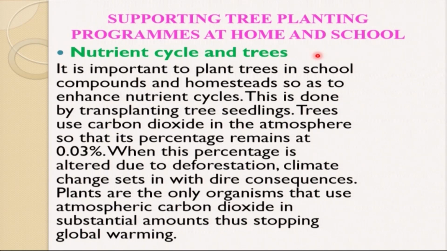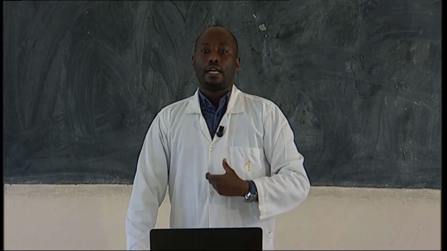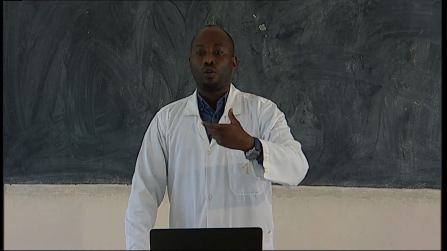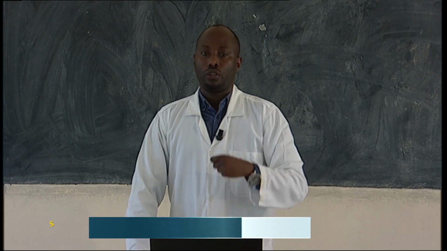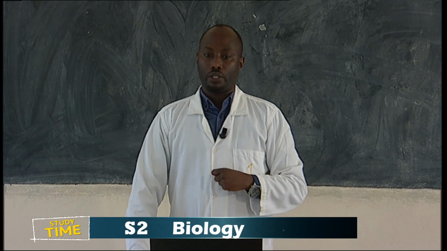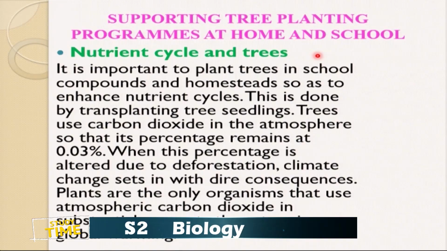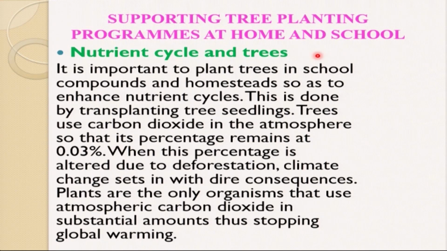Once it exceeds, what will happen? We're going to have what we call global warming. We're going to receive what we call acidic rain and other outcomes that can come along with the absence of tree planting or absence of tree programs at our homes. When this percentage is irritated due to deforestation, climatic change sets in with daily consequences.